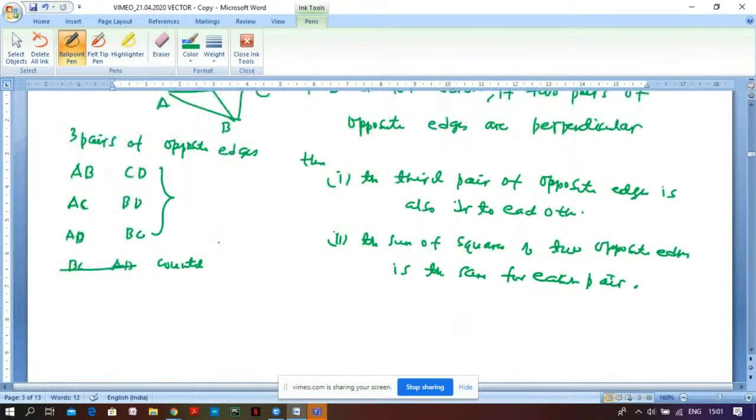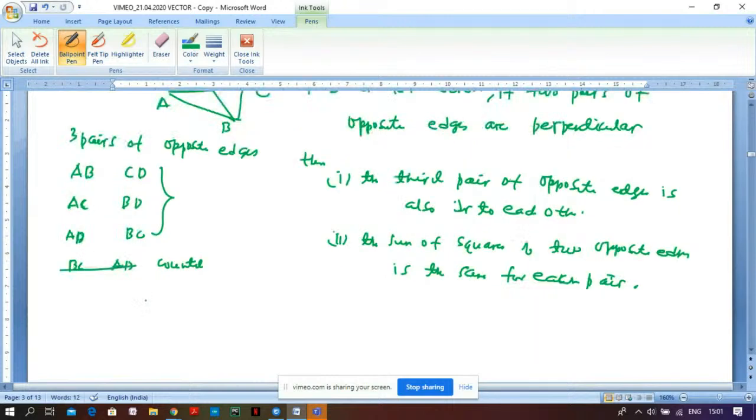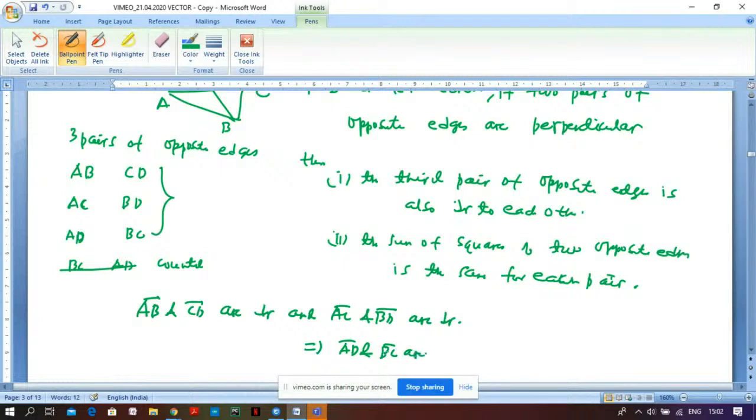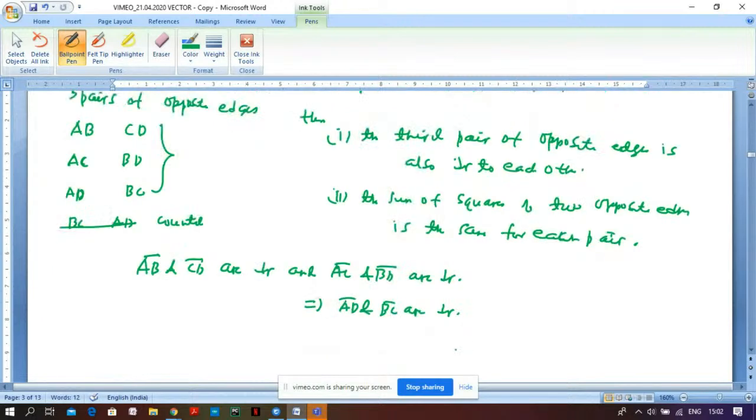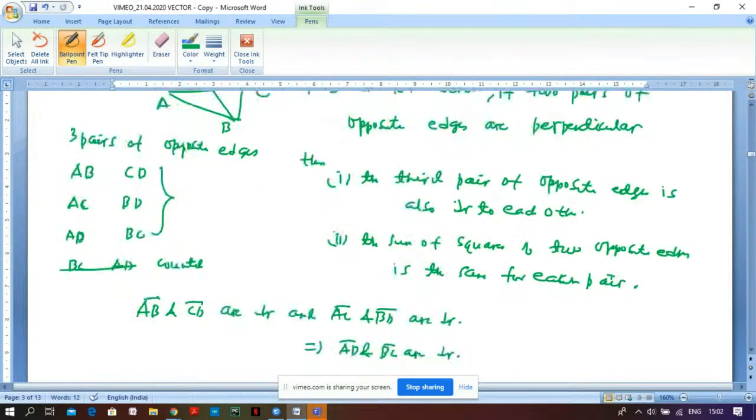Now the problem says that if in a tetrahedron two pairs of opposite edges are perpendicular, meaning somebody tells you that AB and CD are perpendicular, and also AC and BD are perpendicular, any two you can take, then you have to prove that the remaining pair, AD and BC, are also perpendicular. That's the meaning: if two pairs of opposite edges are perpendicular, then prove that the third pair of opposite edges is also perpendicular to each other.